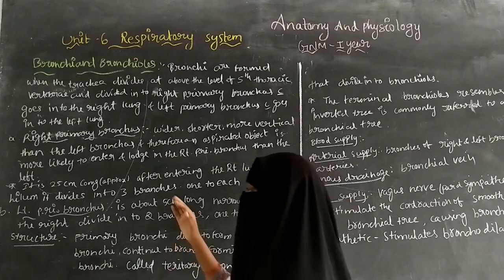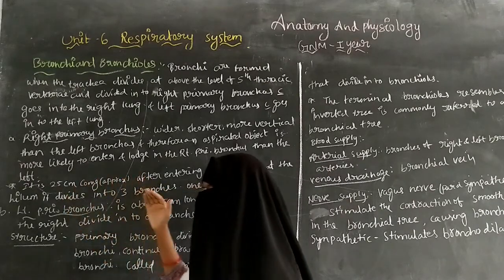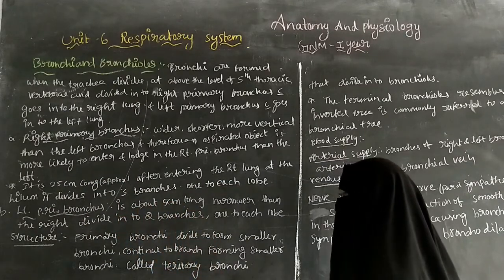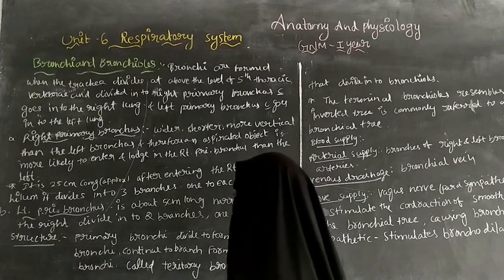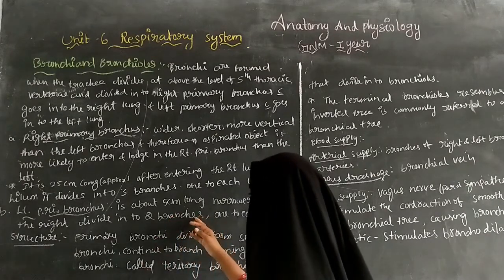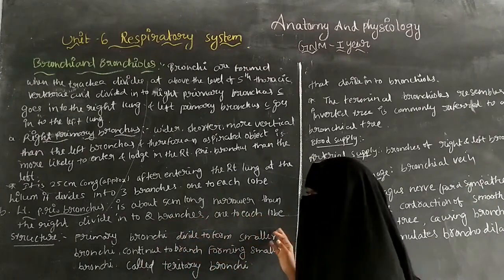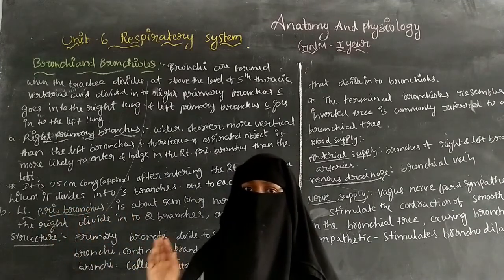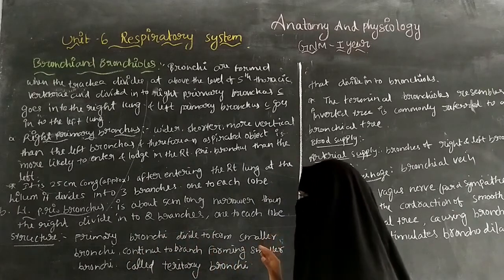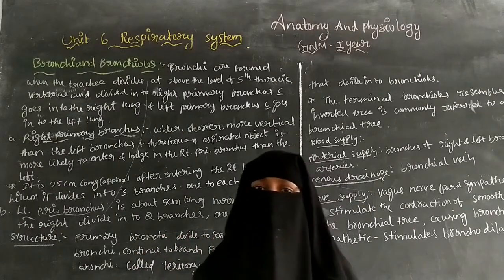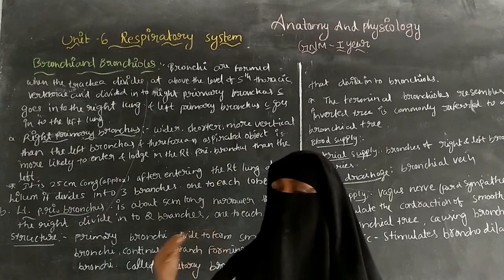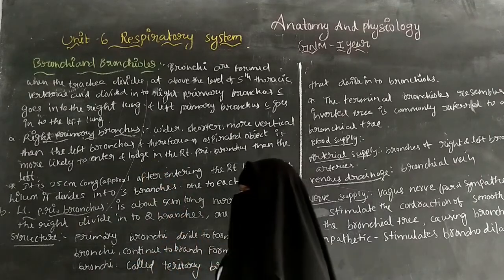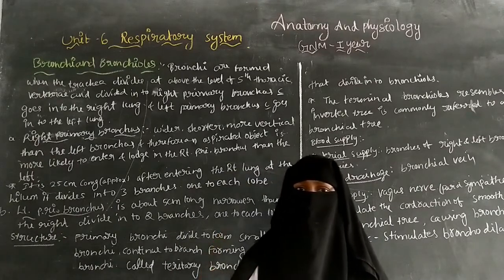The right primary bronchus is 2.5 centimeters long, and the left primary bronchus is 5 centimeters long. It is narrower than the right and is divided into 2 branches, one to each lobe. So the left primary bronchus is about 5 centimeters long, narrower when compared with the right primary bronchus, and it divides into 2 branches, one for each lobe.